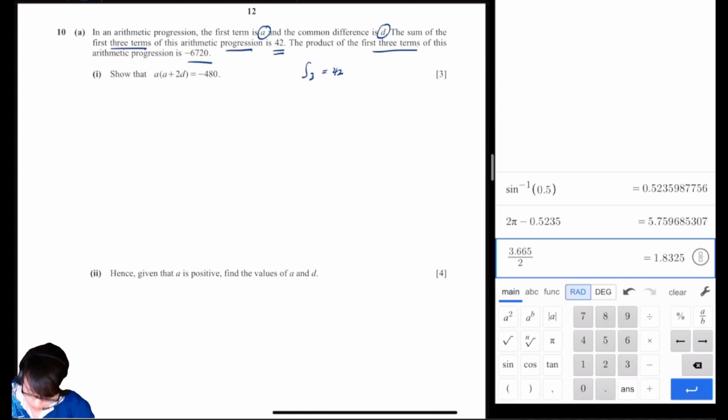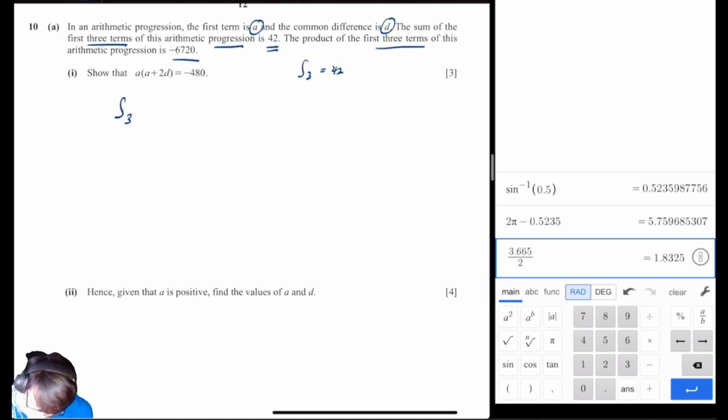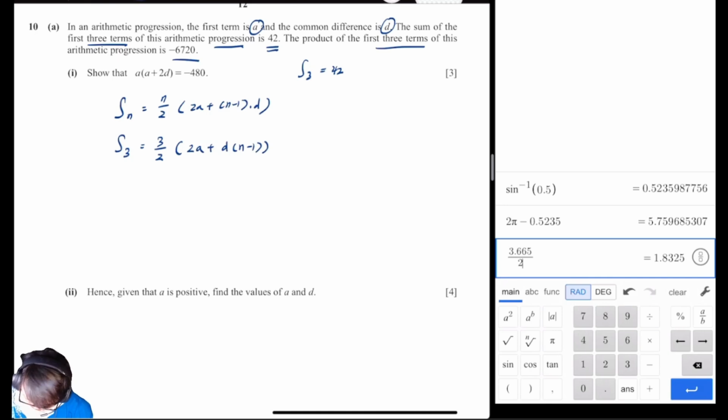So first, let's see what we can do here. Basically, the formula for the sum of n terms, let me just give it to you guys, is n over 2 times (2a plus (n minus 1) multiplied by d). Since our n is equal to 3, that is 3 over 2 times (2a plus 2d), because 3 minus 1 is 2. That is equal to 42.